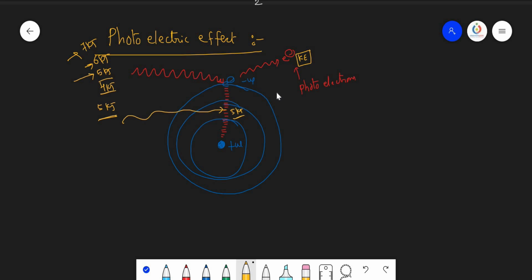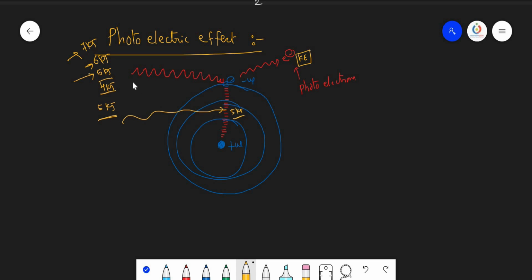So basically the photoelectric effect says that when light of a certain frequency falls on a clean metal surface, electrons absorb that energy of the light and come out of the metal surface. This phenomenon is called the photoelectric effect. In a simple way, when light of a certain frequency hits the metal surface, electrons are ejected from it.